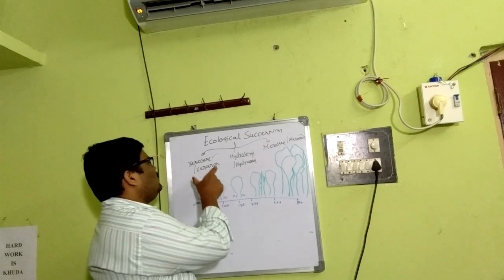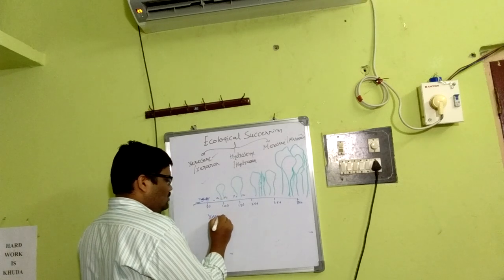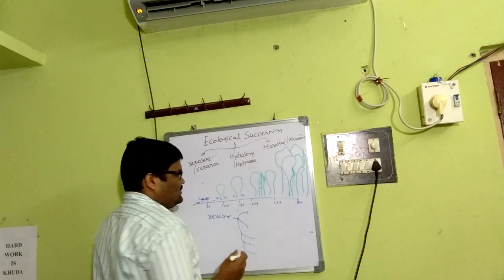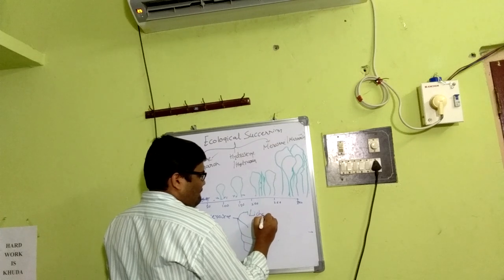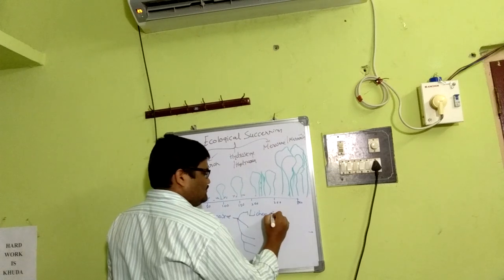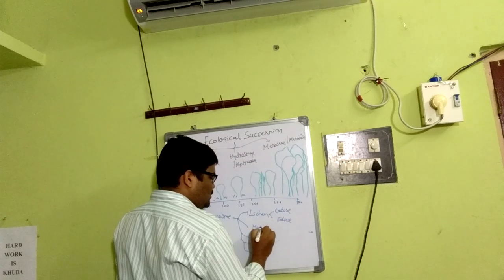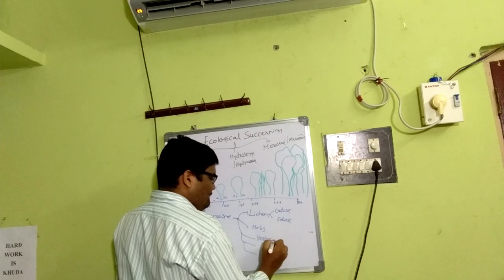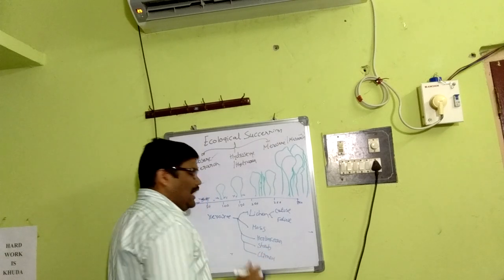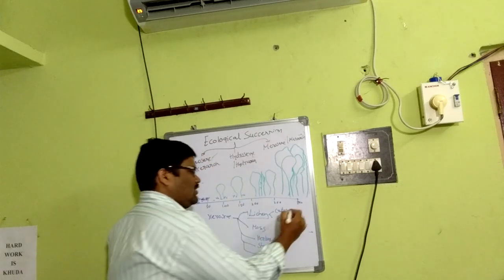Let us discuss the most important one, xerarch. In xerarch, the different stages I told you about take place in a sequence. For example, the lichen stage, the most important being crustose lichens and foliose lichens, then the moss stage, herbaceous stage, shrub stage, and ultimately climax. The stages take place in an orderly manner: first the lichen stage, the crustose and foliose lichens.